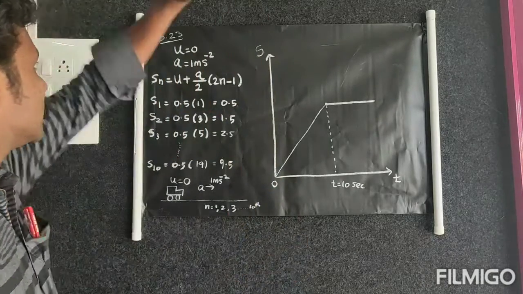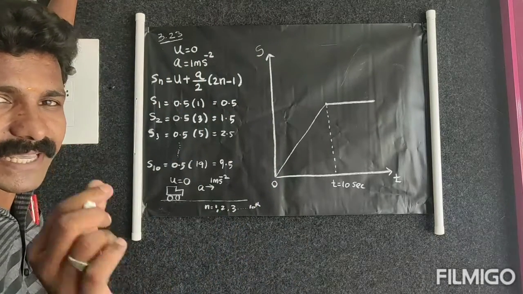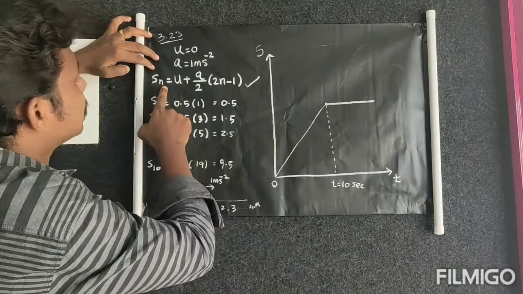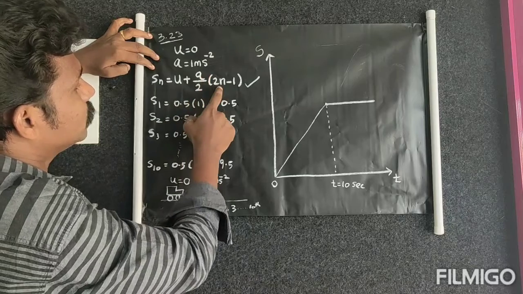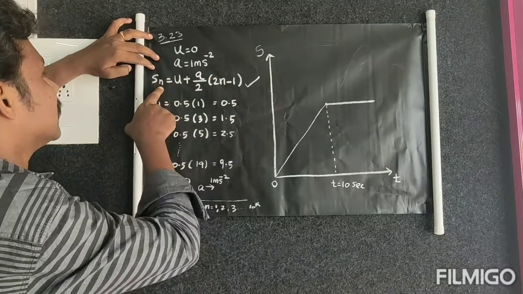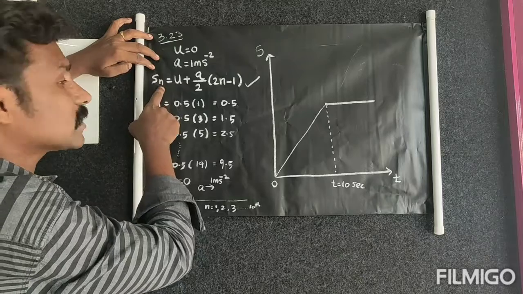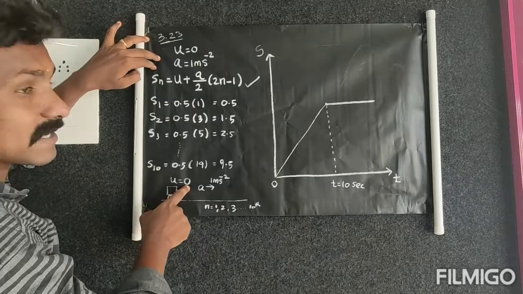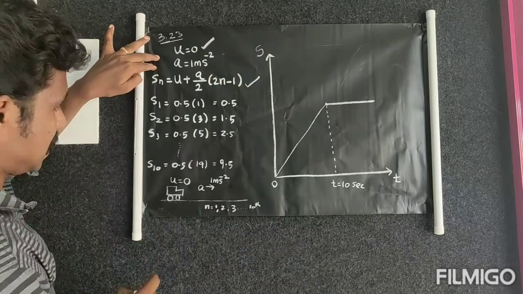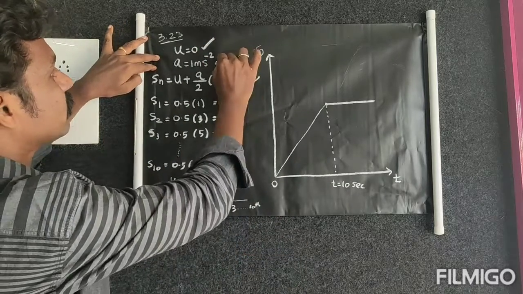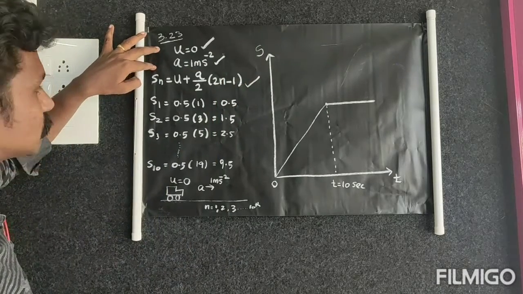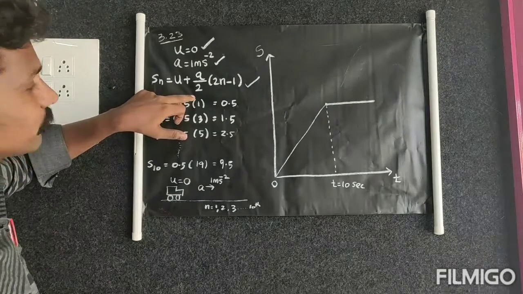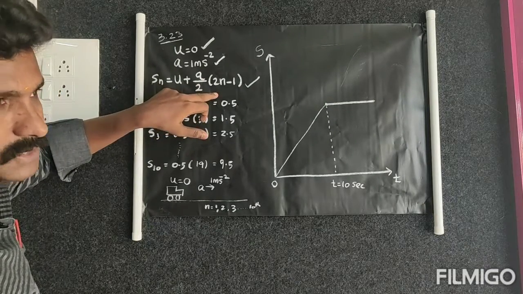Please listen. It is based on the distance traveled in the nth second. The formula is Sn equals u plus a by 2 into (2n minus 1). Here n equals 1 means the first second, n equals 2 means the second second, n equals 3 means the third second. But here the initial velocity is 0, so let's take u equals 0, and the acceleration of the vehicle is 1 meter per second square.